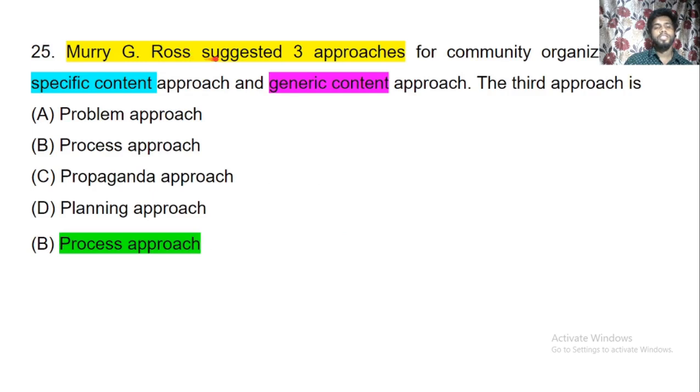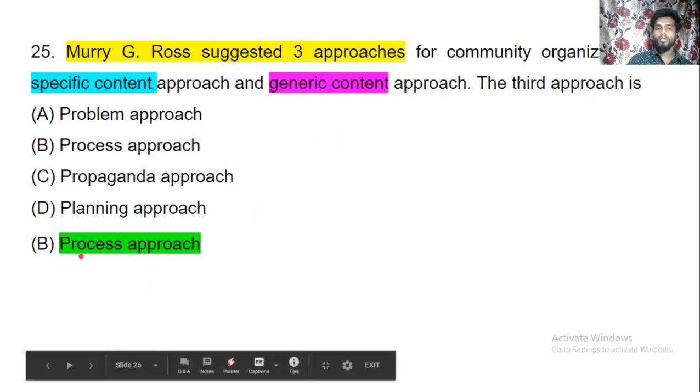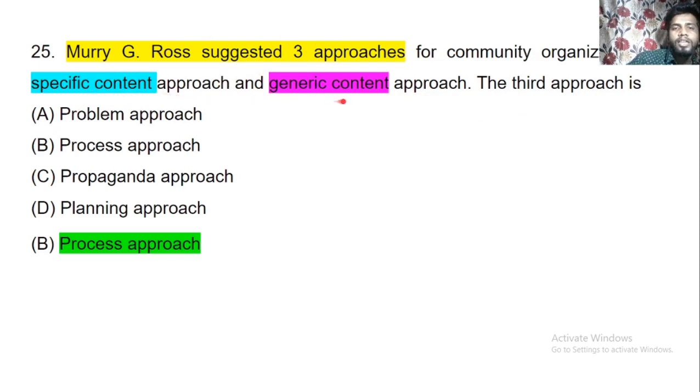M.G. Ross suggested three approaches for community organization, that is the specific content approach, the generic approach, and the third approach is the process approach. So we know that M.G. Ross has suggested three approaches: one is specific content, generic content, and another one is the process approach.